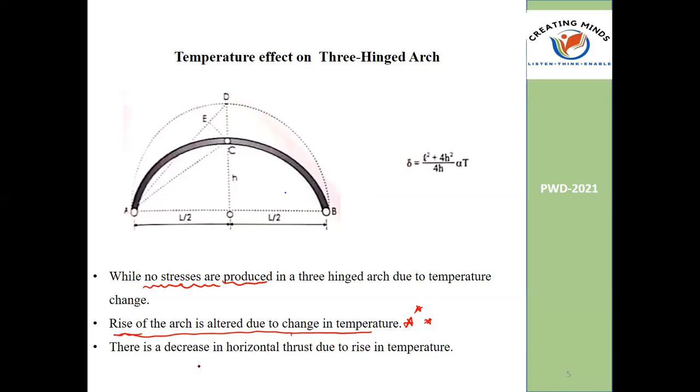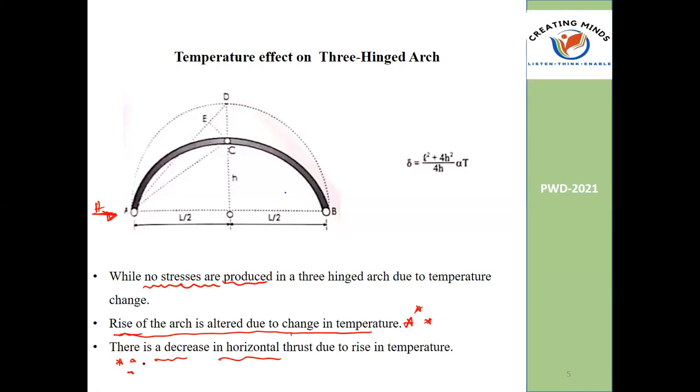Rise of the arch will alter. And also there is a decrease in horizontal thrust. What happens? Generally the rise will become more. The horizontal thrust means it's the horizontal reaction at the hinges. This H is horizontal thrust. This will become less. So due to temperature effect, the horizontal thrust will decrease. This is also a very, very important point.